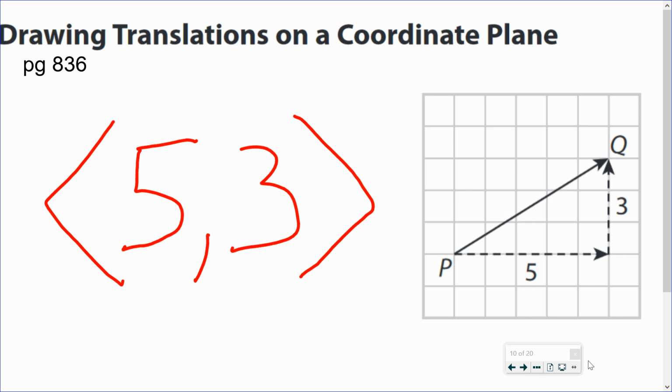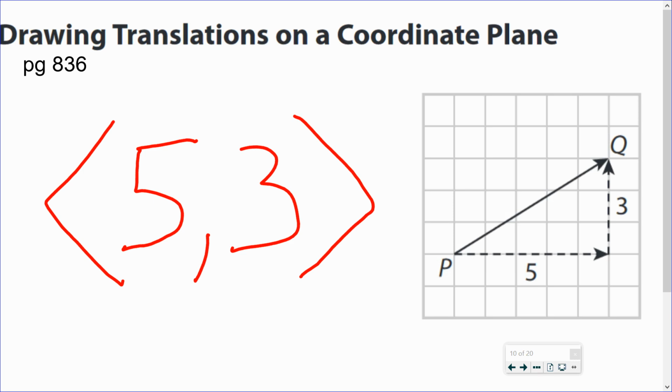So let's begin. You may have heard of translations before, but what we want to do is draw translations based on a vector. With translations, that means you slide either left or right and then up and down. A vector shows you what that translation is going to be in one succinct coordinate pair.